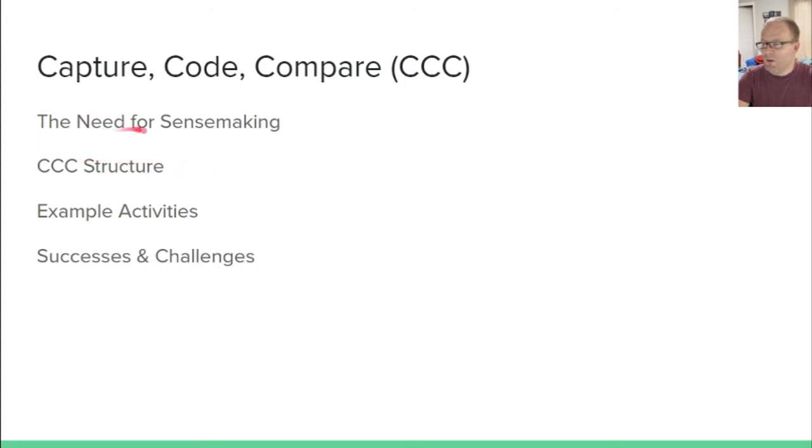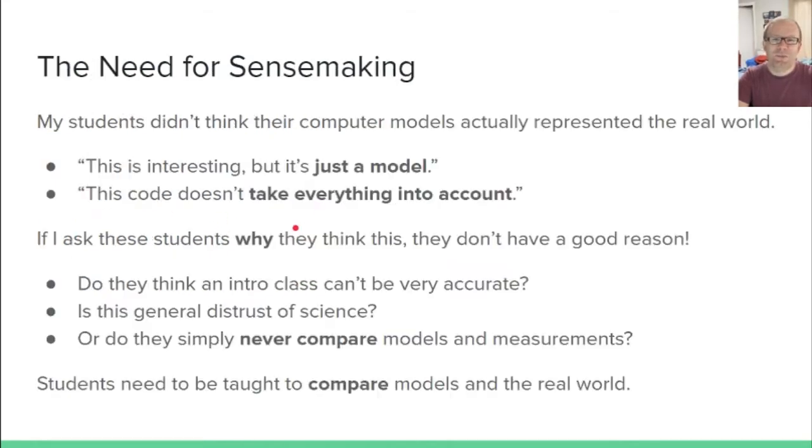First, we're going to talk about what motivated me to make this change to my intro class, about wanting to see students engage in a little bit more sense-making with their computational models. We'll talk about the Capture, Code, Compare structure. Then I want to spend the bulk of our time together looking at some example activities from this course. And then I'll wrap up by talking about what went well and what I would like to improve in the future.